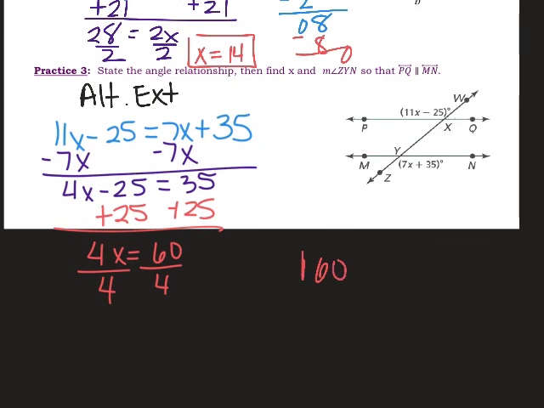All right, so 60 divided by 4. Go to the first number. 6 goes into 4. How many times? Once. 1 times 4 is 4. We're left with 2. Bring down the 0. How many times does 4 go into 20? 5. Good. x is 15.